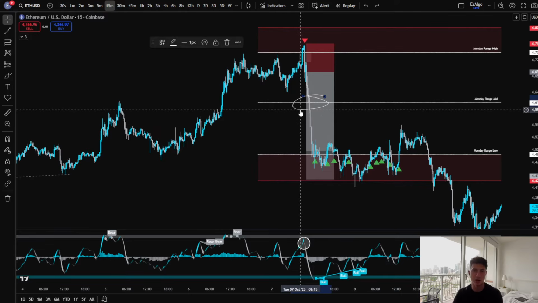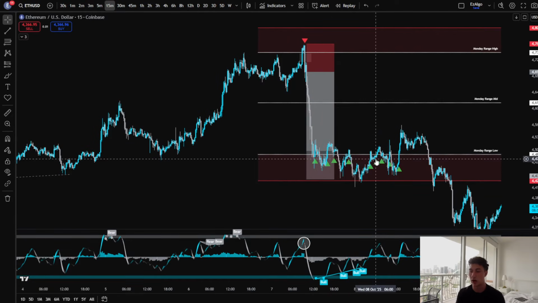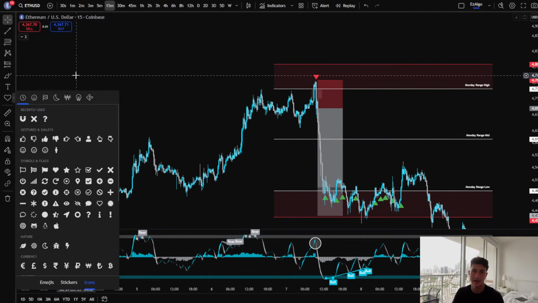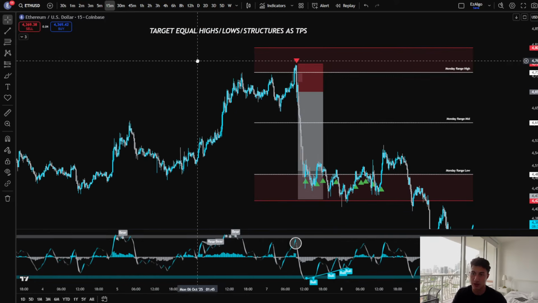And obviously guys, I'm not cherry picking any setups. There were losing trades here with these long signals as well. I'm going to share with you guys why these longs were not valid. We'll mark this down as another kind of rule, right? Always target equal highs, right? Equal highs and lows, or just general structures as TPs, okay? Because these are going to be your liquidity levels.